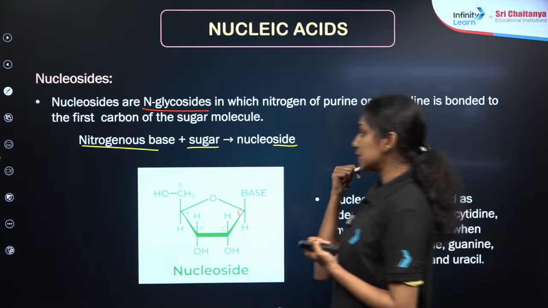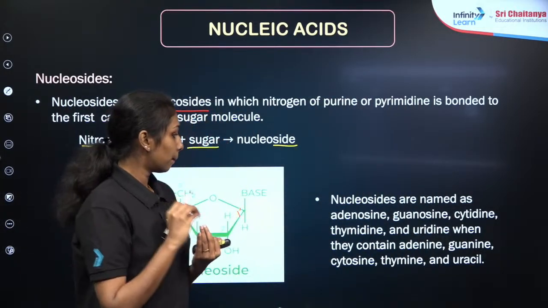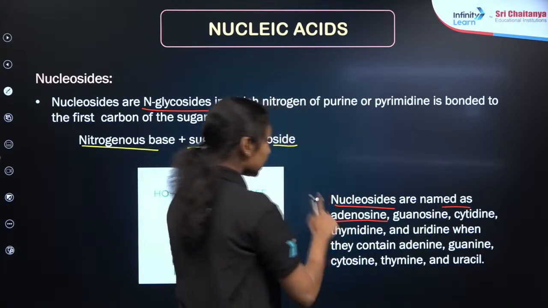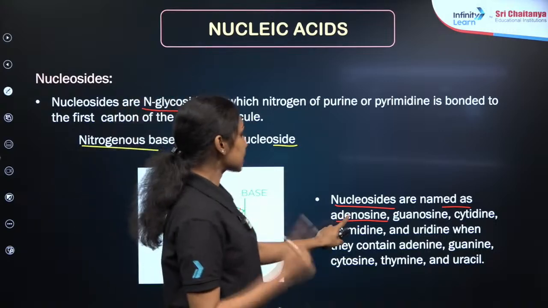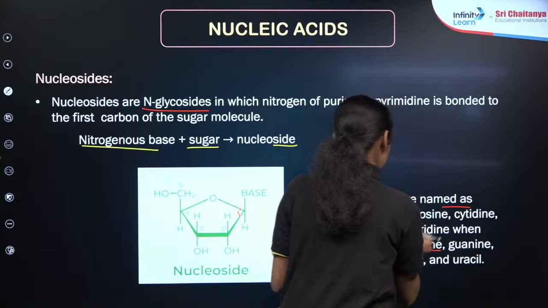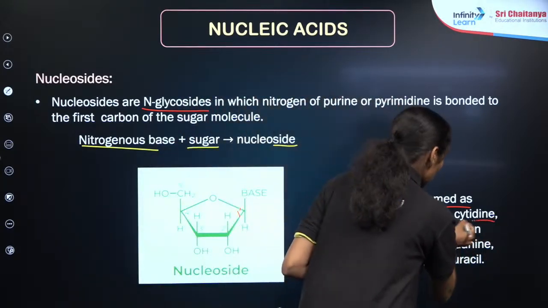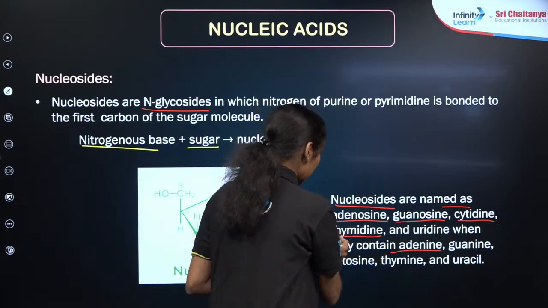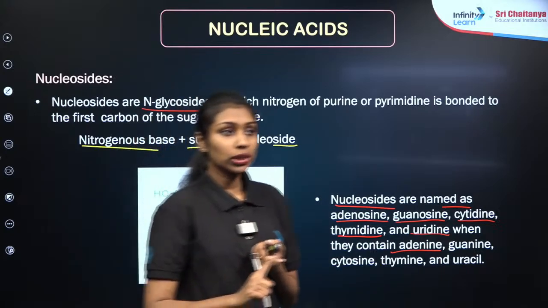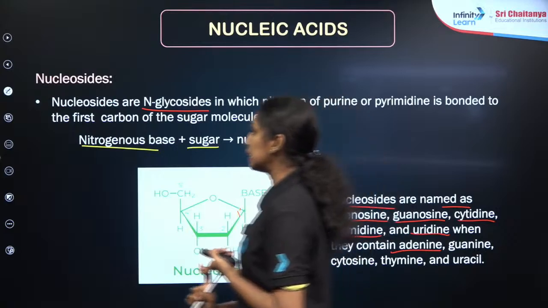Based on the name of the nitrogenous bases, we can name the nucleosides as adenosine, which means the nitrogenous base contained in adenosine is adenine. In guanosine, the nitrogenous base is guanine. For cytidine, cytosine is the nitrogenous base. Thymidine, thymine. Then uridine, which means uracil is the nitrogenous base here. Based on the nitrogenous base present in the nucleoside, it can be named as follows. Is that clear now?